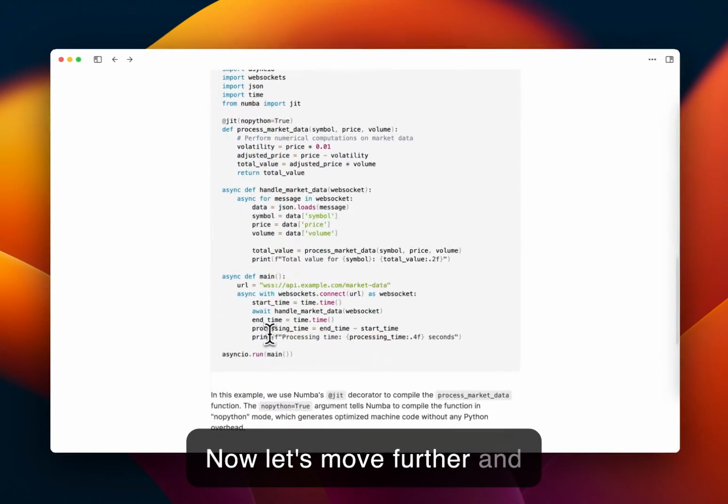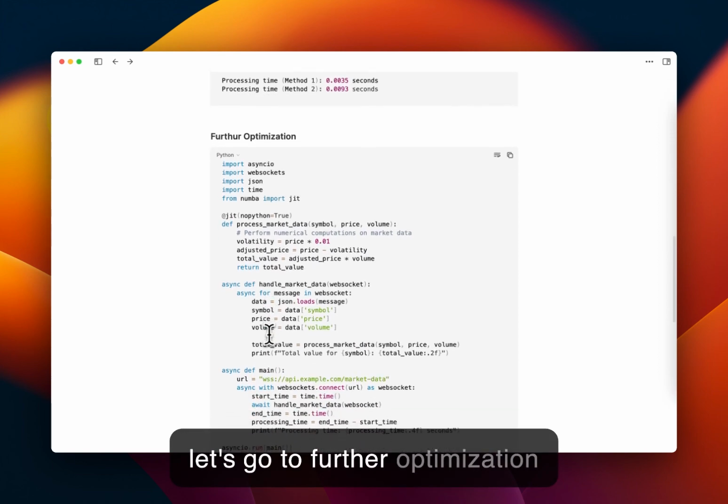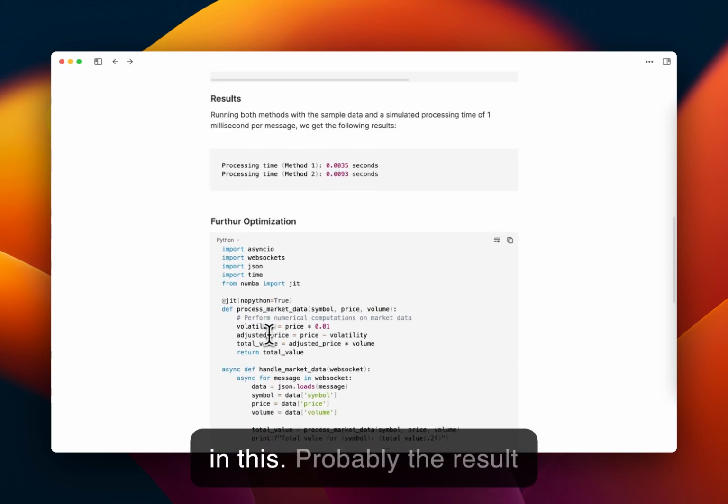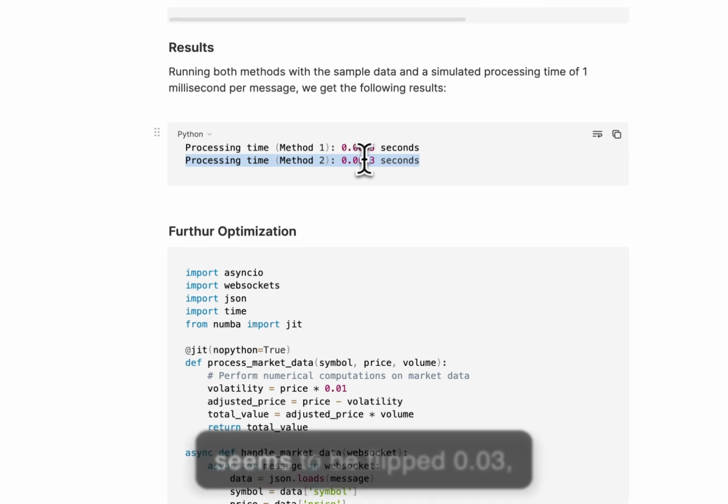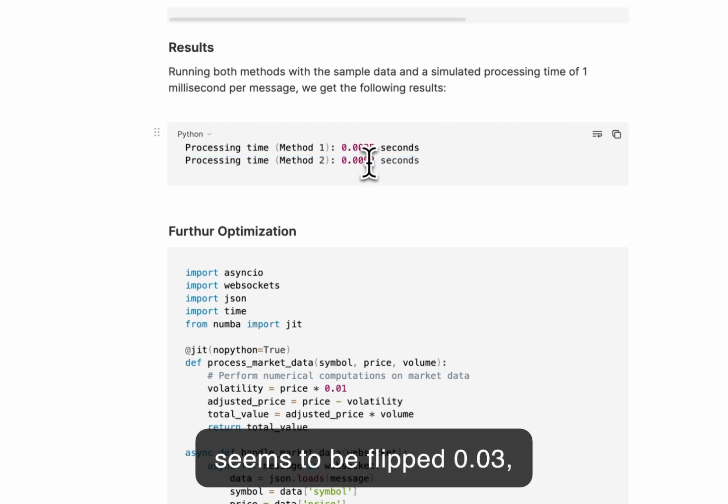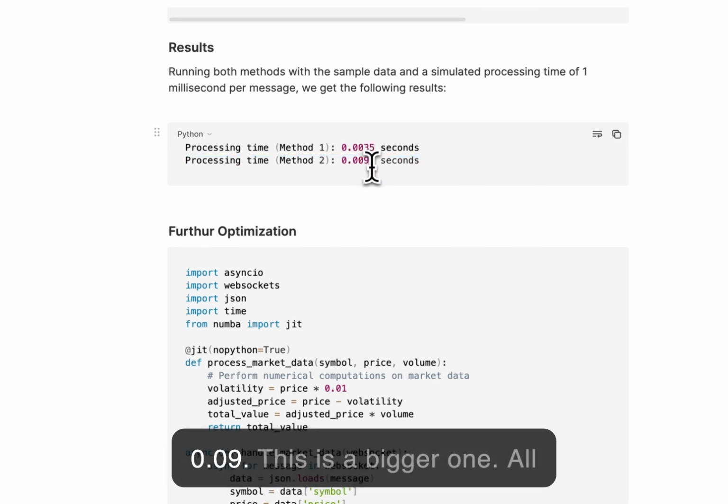Now let's move further and go to further optimization in this. Probably the result seems to be flipped, 0.03, 0.09. This is a bigger one. All right, cool.